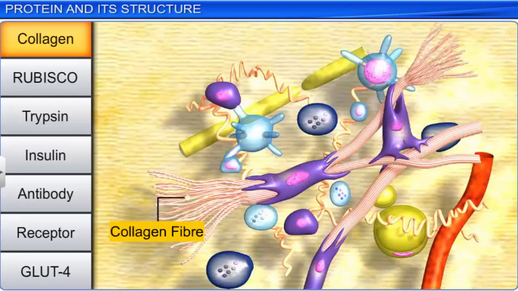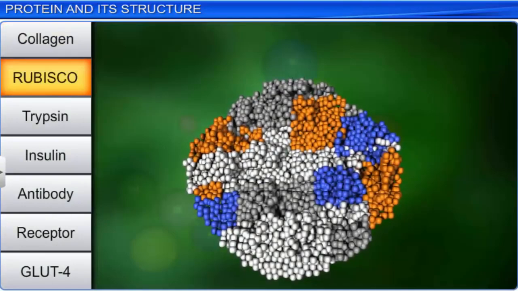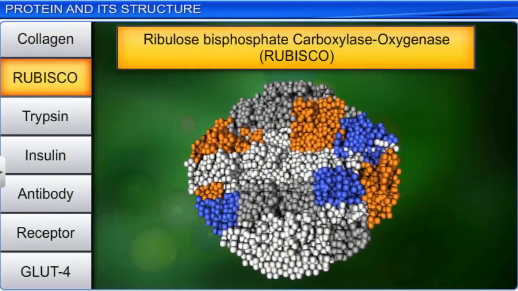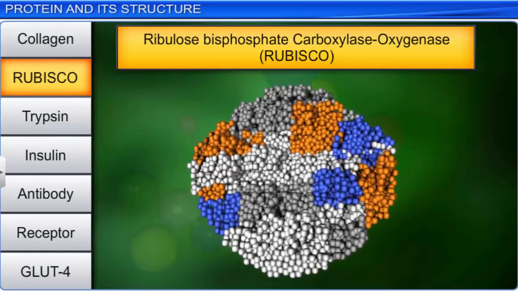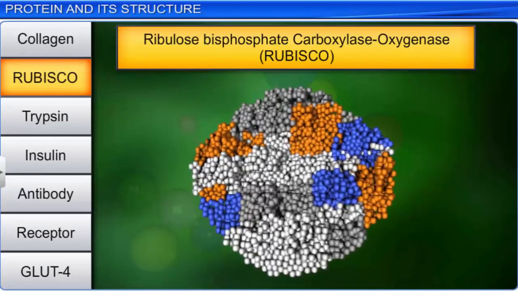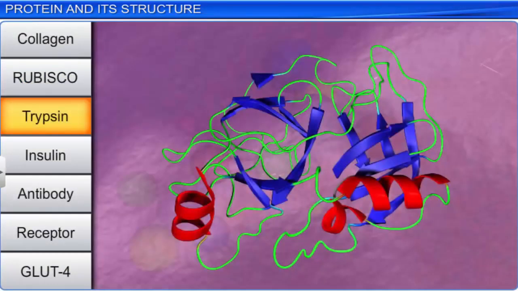On the other hand, ribulose bisphosphate carboxylase oxygenase, or Rubisco, is the most abundant protein in the whole of the biosphere. It acts as a catalyst during the process of carbon fixation. Trypsin acts as an enzyme, and insulin acts as a hormone.